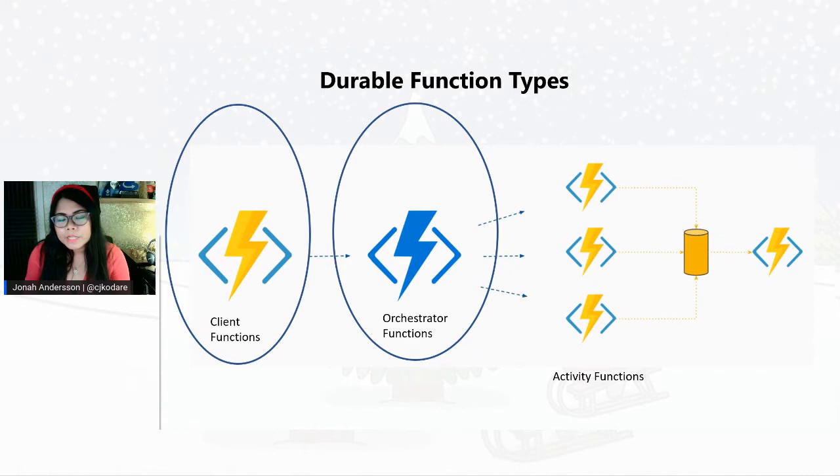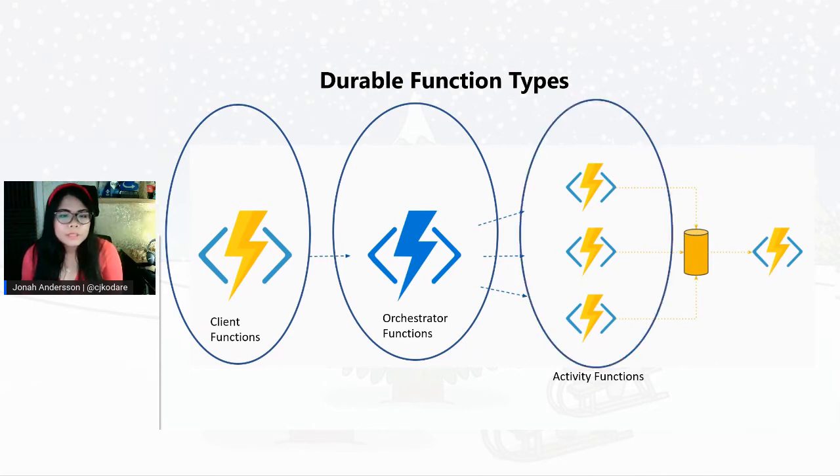And the orchestrator is a type of function where you describe how your actions or your tasks are to be executed and in what order you want them to be executed. So the orchestrator is the function type where you write your workflows, and it's the orchestrator functions that call the activity functions. And activity functions are like tasks or the basic unit of work that you want to perform in your durable function workflow or orchestration.